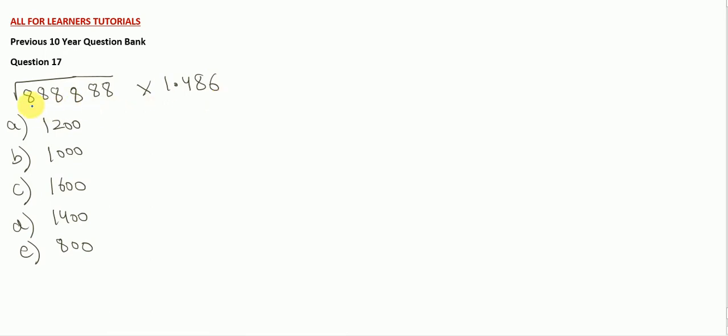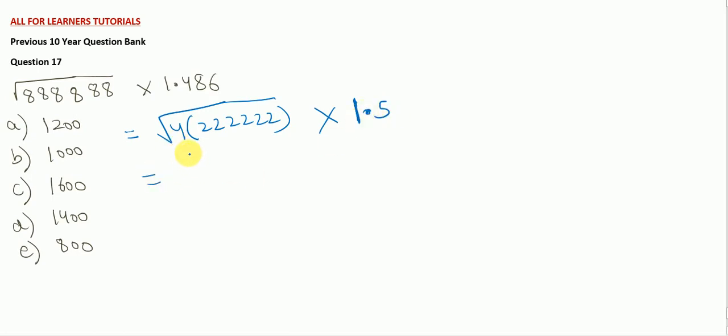Now next question, under root 88888 into 41 into 1.486. Okay, now simply just try solving the question now. Under root 8888 is what? Just take the 4 outside, right, into 1.486. You can write it as what? 1.5, right? You can write it as this. Okay, 4 under root 4 is what? 2. Okay, now under root this.